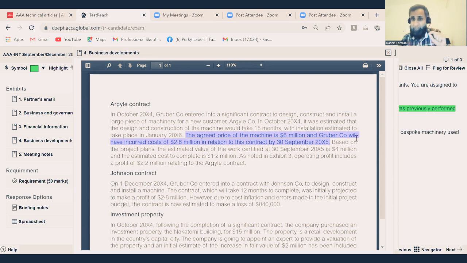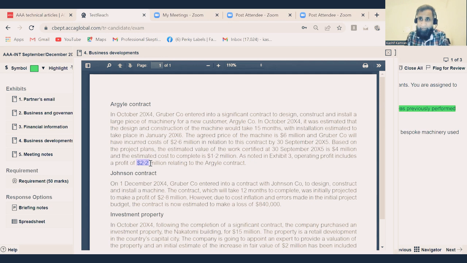So you need to find the stage of completion, right? Which we will be doing in the second part of day 2. You need to find the stage of completion, and then you need to find how much is the proportion of the profit recognized. So the stage of completion is 66.7%, right? So how much profit should be recognized? 66.7%. How much is the profit? $2.2 million.